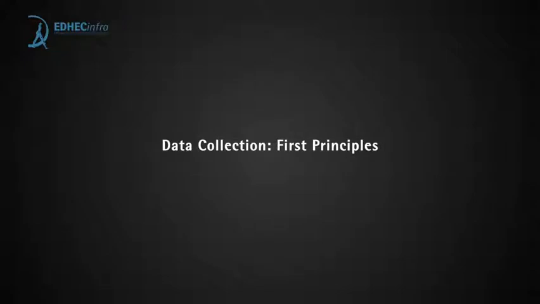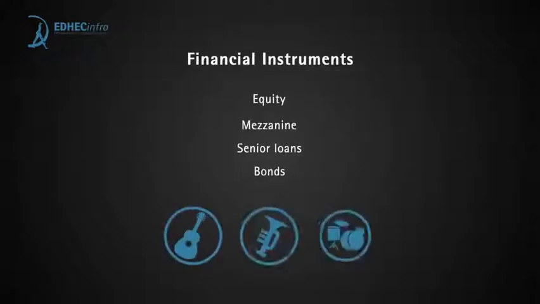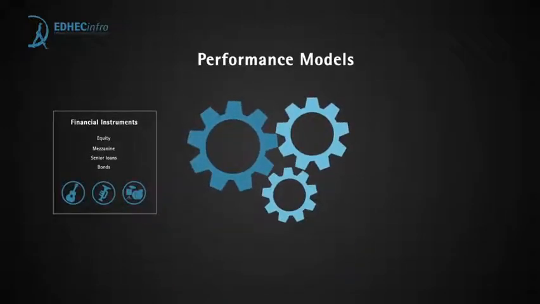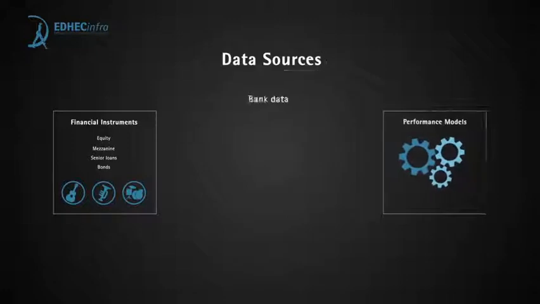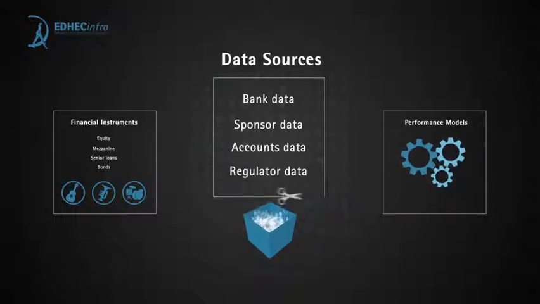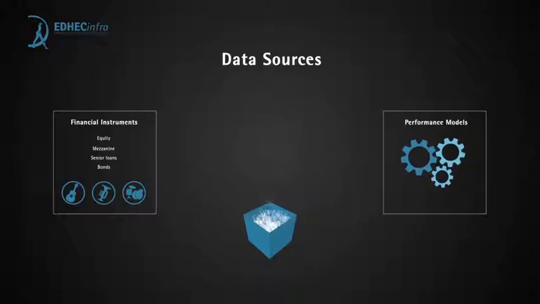In collecting data about private infrastructure investments, we follow four basic principles. The financial instruments used to invest in infrastructure must be well defined. These data must be based on best-in-class models of financial performance. The required data must already exist and be sufficiently standard to be observable on a large scale. And it must be limited to only the key data points to keep the collection process efficient and realistic.